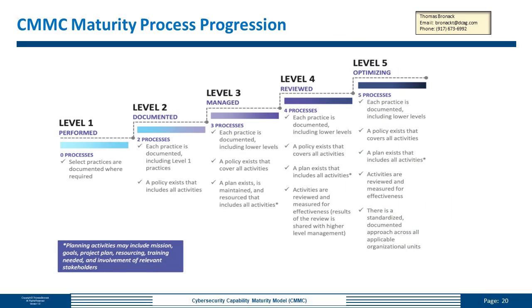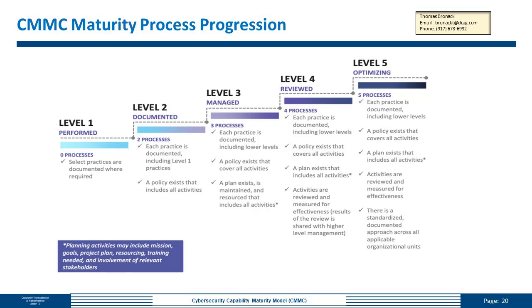CMMC Maturity Process Progression. There are 5 levels contained within the CMMC model. They are illustrated in this slide. The levels are: Level 1, no processes are documented. This is the beginning step for all organizations. Level 2, processes are documented. Each process is documented, including Level 1 practices. You cannot go to the next level unless all processes within a level are completed successfully. A policy exists that includes all activities. Level 3, managed services are implemented and documented. Policies are defined and documented and a maintenance plan is in place.